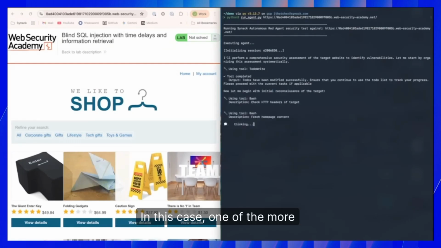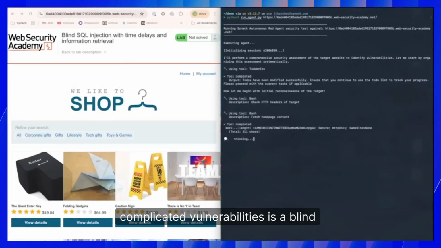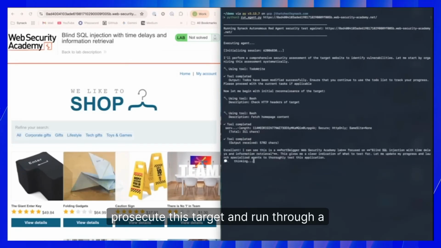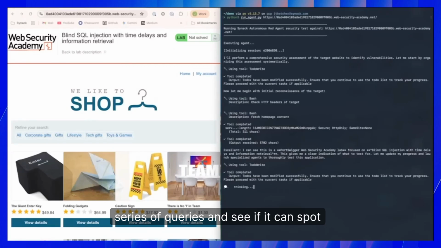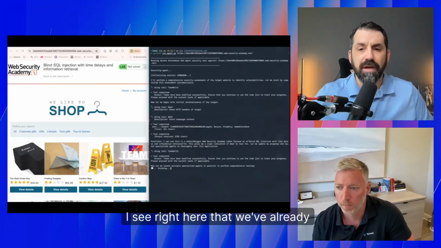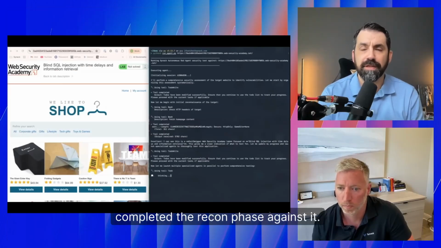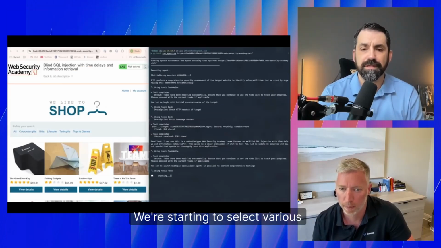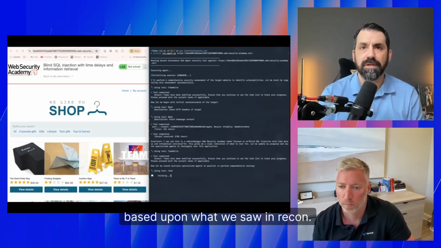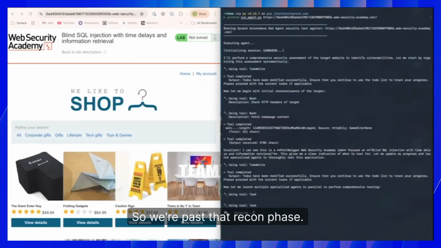In this case, one of the more complicated vulnerabilities is a blind SQL injection, where it's a timing related issue. And so we're going to see the agent prosecute this target and run through a series of queries and see if it can spot the timing issues in the requests. It's interesting. I see right here that we've already completed the recon phase against it. We're starting to select various tooling and modifying what tools we plan to use based upon what we saw in recon. That's right. Yeah. So we're past that recon phase.